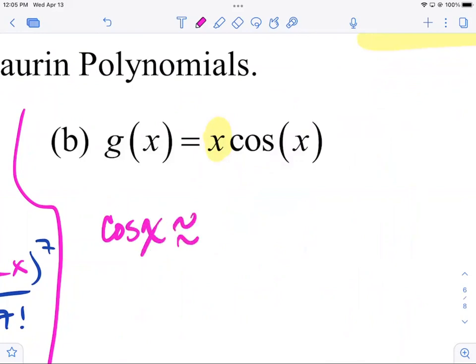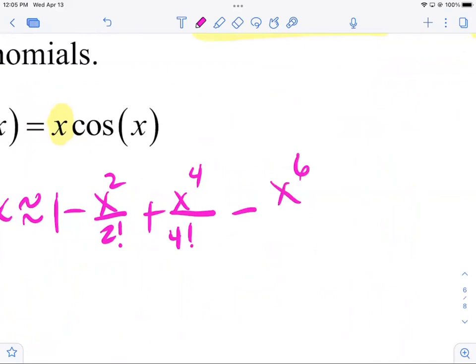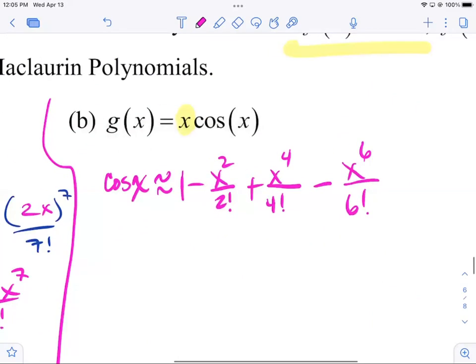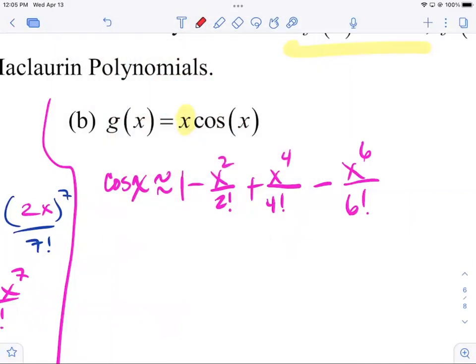Cosine of x is approximately 1 minus x squared over 2 factorial plus x to the 4th over 4 factorial. There's 3 terms, so I need 1 more, minus x to the 6th over 6 factorial. And now I will multiply through by x. So g of x is going to equal x cosine of x, which will be approximated by... Now I can either write all that and put an x out front and then distribute, but I'm going to distribute as I go, if you're okay with that.